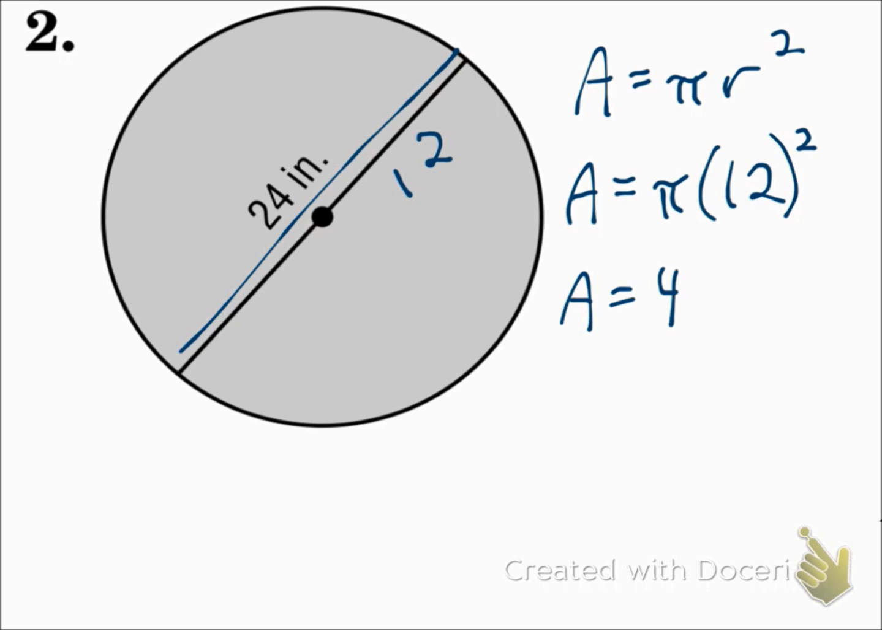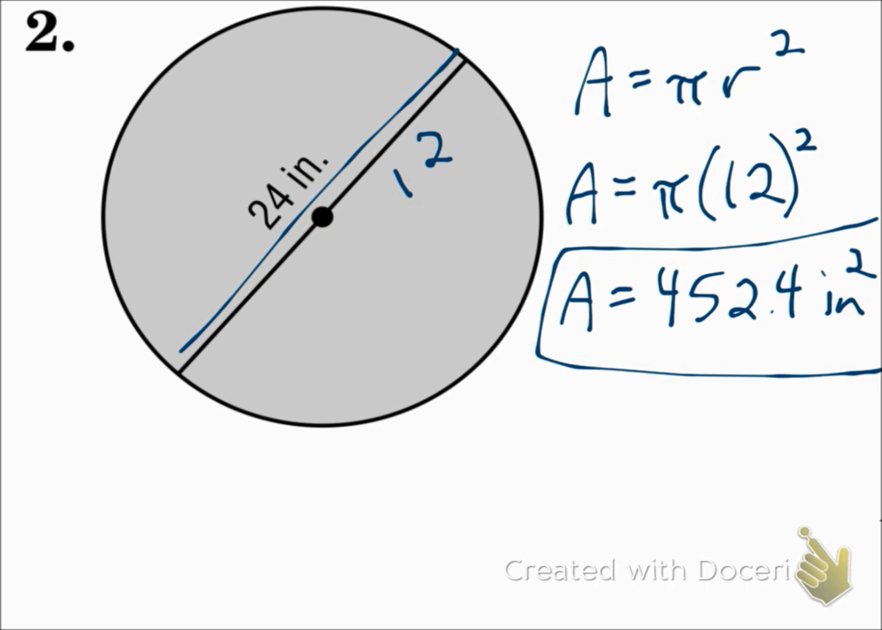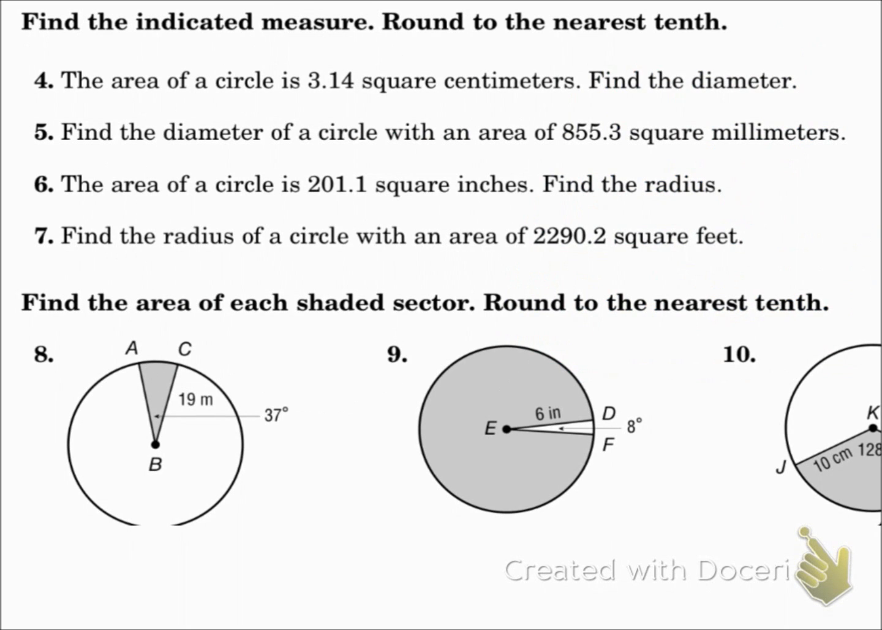And you get 452.4, and the label is inches squared. So if you know the diameter, take half of that for the radius and use the pi button. Find the indicated measure, round to the nearest tenth.